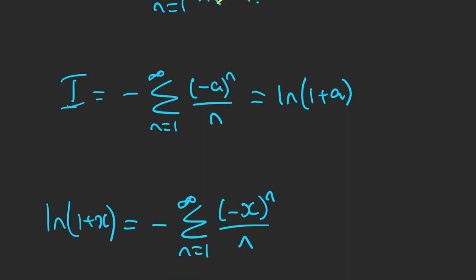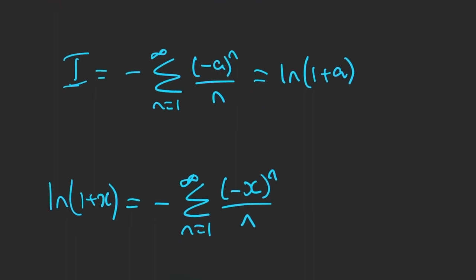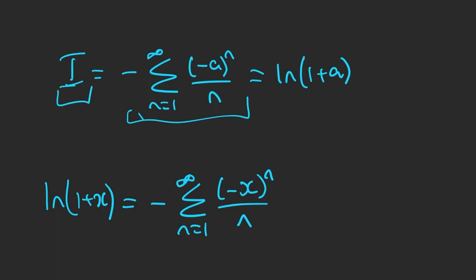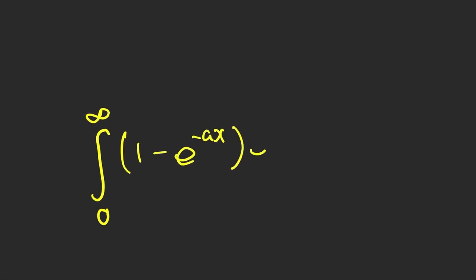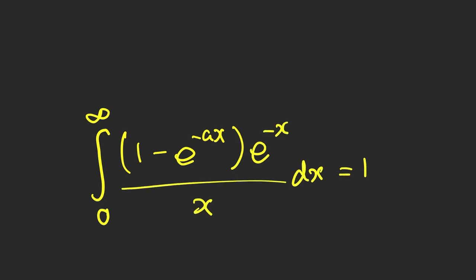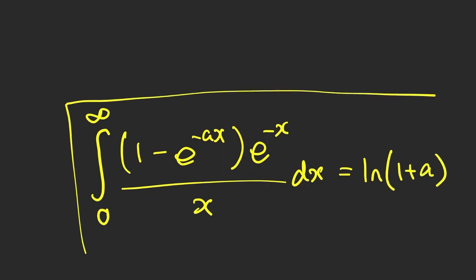So we've reduced it down, and we've managed to get a sum that's the exact same as our ln of 1 plus x expansion. And so that means this sum is equal to ln of 1 plus a, which means I is equal to ln of 1 plus a. And I was our original integral, and so we can conclude that the integral from 0 to infinity of 1 minus e to the negative ax, e to the negative x, over x dx is equal to ln of 1 plus a. A nice general result.